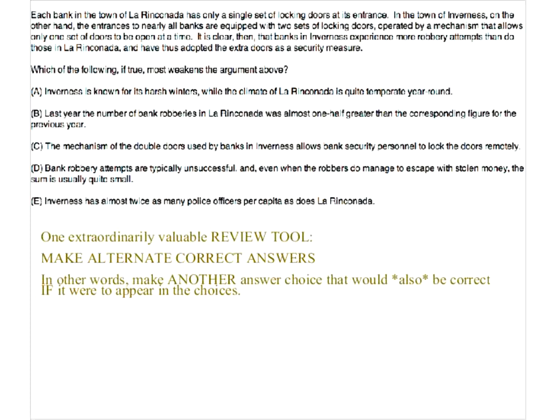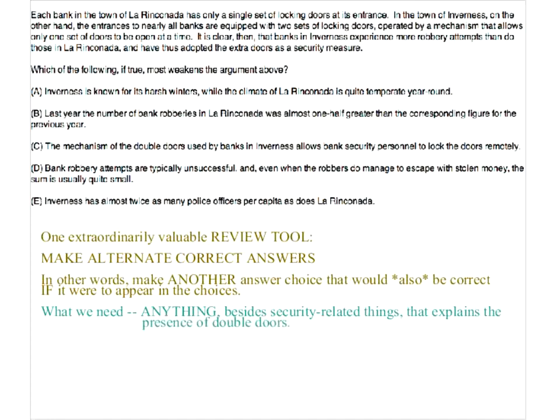We're sort of running out of time, so I don't think we can hold a class on this, but let me give you an example of another possible correct answer here, which is totally different. Because remember, what we need is anything else besides security-related considerations that explains the presence of the double doors. So here's an example of another correct answer.